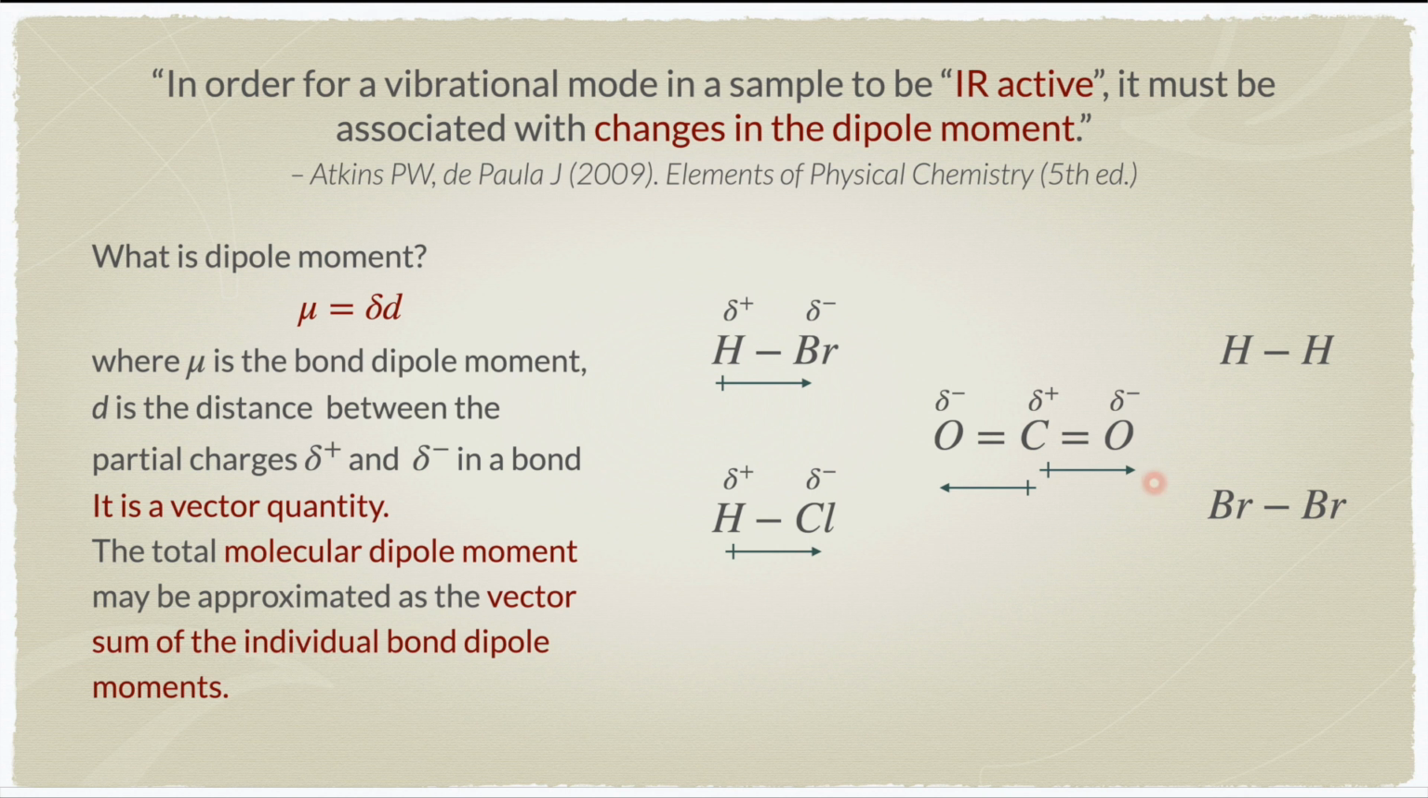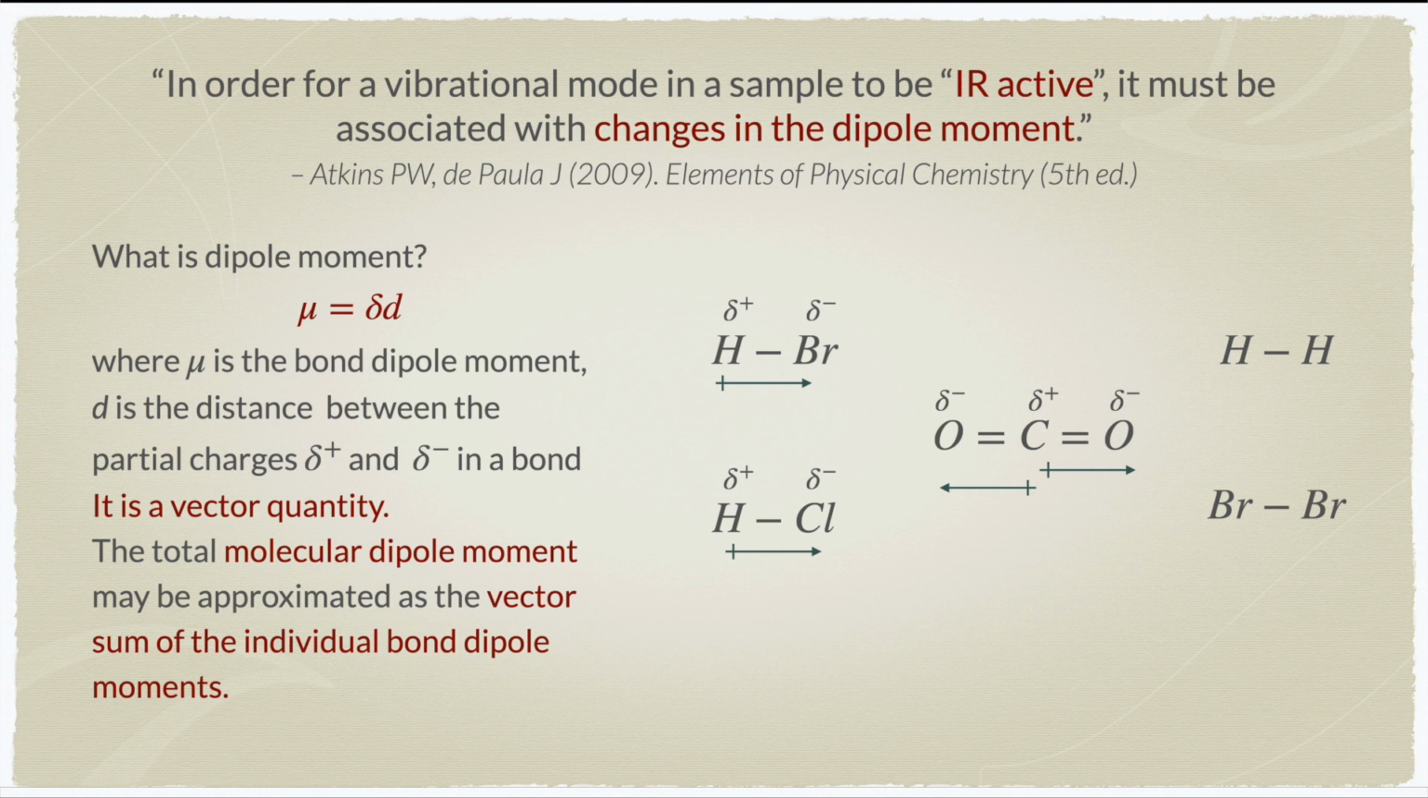As individual bonds, there will be a dipole moment. This carbon-oxygen bond has a dipole moment, and this carbon-oxygen bond has a dipole moment, but as a CO2 molecule, it does not have a dipole moment. So from here we can easily understand that there are molecules which contain bond dipole moments, but as a molecule they will not have a dipole moment.